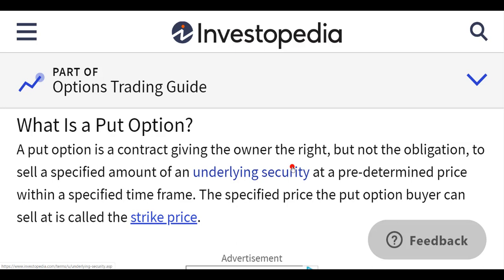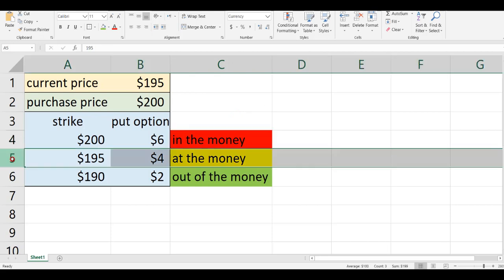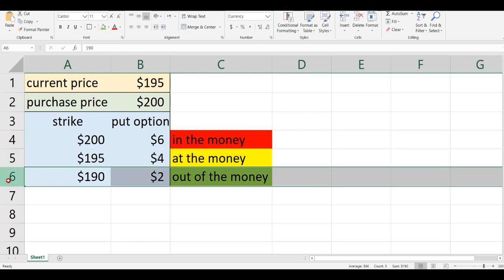So what does in the money mean? If at expiration of the contract the current price is $195, this $200 strike is in the money. Why? Because the current market price is trading below the strike. That's considered in the money, so you will get assigned. If you don't take any action, you will get assigned the shares automatically. This $195 strike is considered at the money. Nothing will happen. The option will expire worthless. This one here is considered out of the money because the current market price is above the strike of 190.